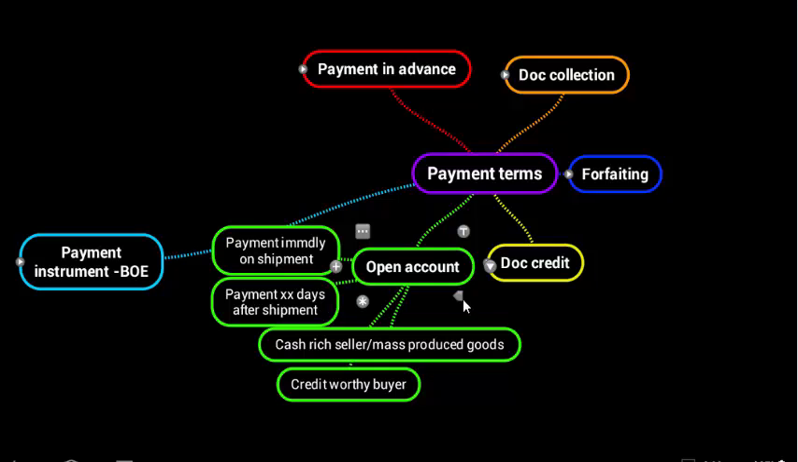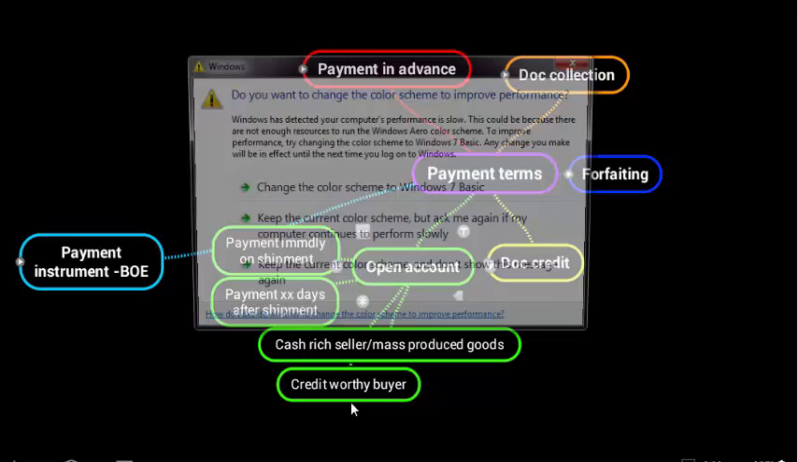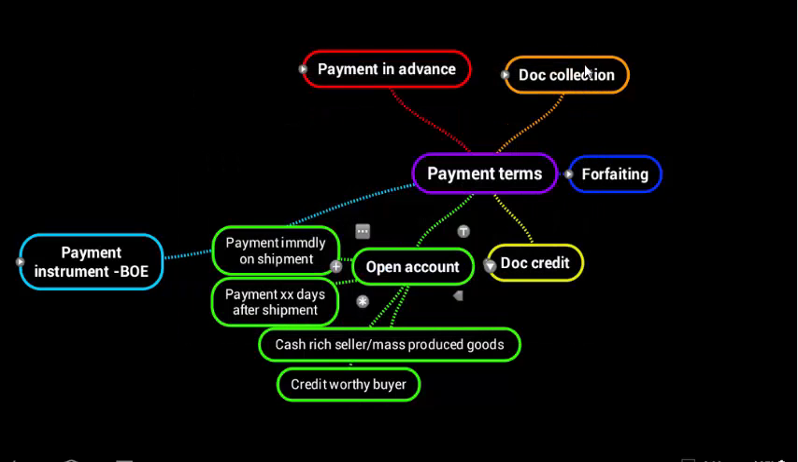When do people choose this open account? When the seller is cash rich, he is able to part with the goods and wait for the money to come, give credit. Or if it is mass produced goods and there is no customization required and they are looking for ways and means to push the goods into the market. The other one will be, if the buyer is felt to be credit worthy, then the seller will be willing to go in for open account.